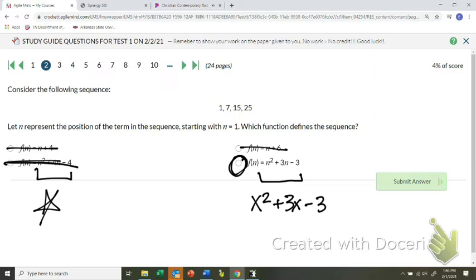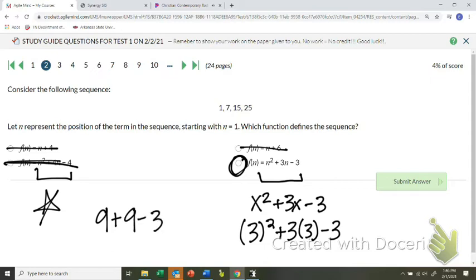Can I physically plug in a 1 and physically plug in a 2? So let's just do a 3. So we have 3 squared plus 3 times 3 minus 3. All right? Well, what is 3 squared? All right, so we got 9 plus 3 times 3, 9 minus 3. Well, 9 plus 9 is 18, minus 3 is 15.